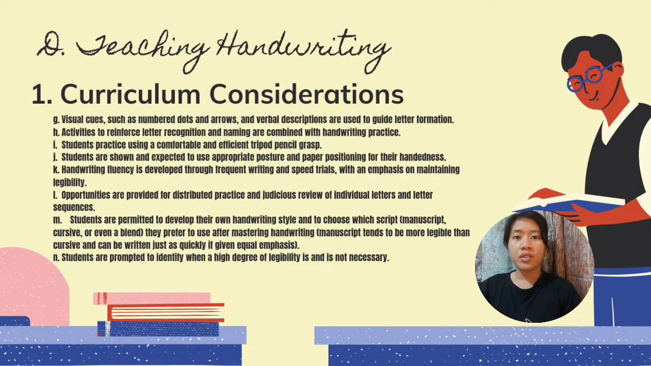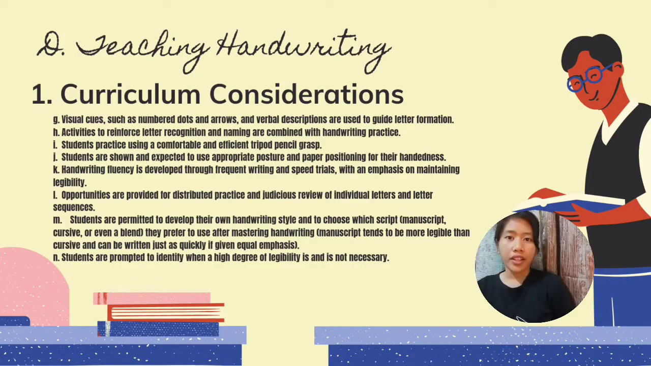Letter I. Students practice using a comfortable and efficient tripod pencil grasp. When we say tripod pencil grasp, it is when the thumb, index finger, and middle finger work together to hold a pencil or a ballpen to write properly. Letter J. Students are shown and expected to use appropriate posture and paper positioning for their handedness. Letter K. Handwriting fluency is developed through frequent writing and speed trials with an emphasis on maintaining legibility.